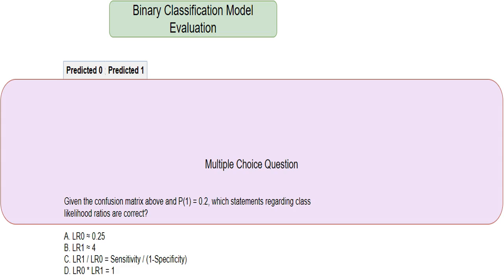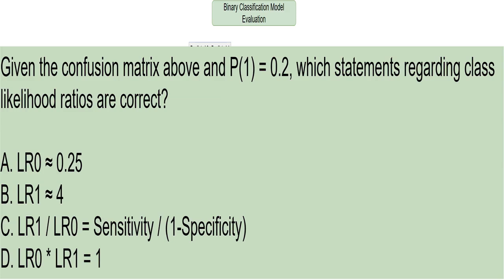I'm presenting a multiple-choice question to check your understanding of likelihood ratios in binary classification. Let's see how well you grasp this concept. I'm providing the confusion matrix and the prior probability of class 1, P1, equals 0.2, to help you answer the multiple-choice question on likelihood ratios. Remember, P1 represents the overall probability of an instance belonging to class 1 before any prediction is made by the model.